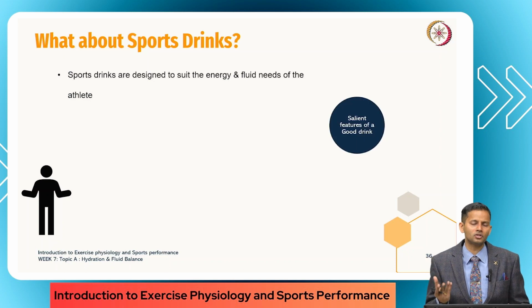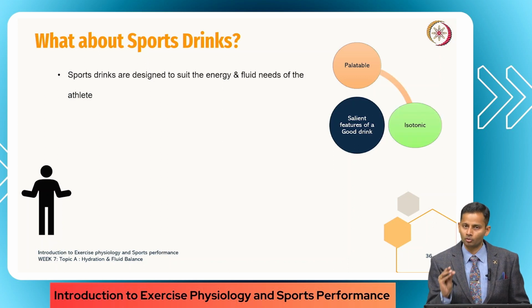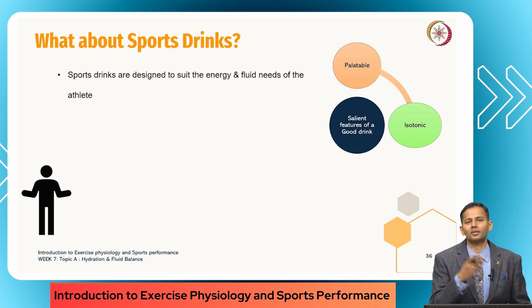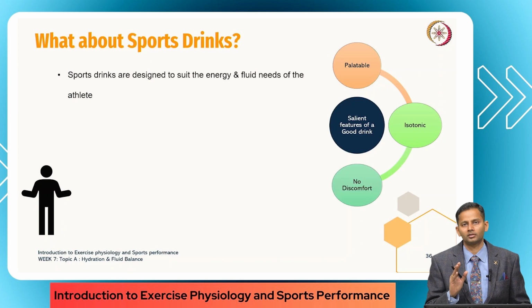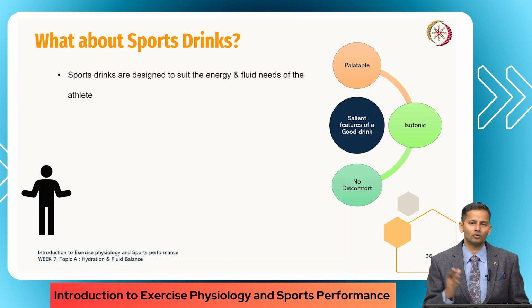So the salient features of a sports drink are, it should be palatable, taste wise it should be pleasing for the athlete to consume, and it should be isotonic. Isotonic would mean it should be the same as per the plasma concentration. Isotonic is the word that we use for the same kind of tonicity, so the tone of the drink and the plasma should be the same.